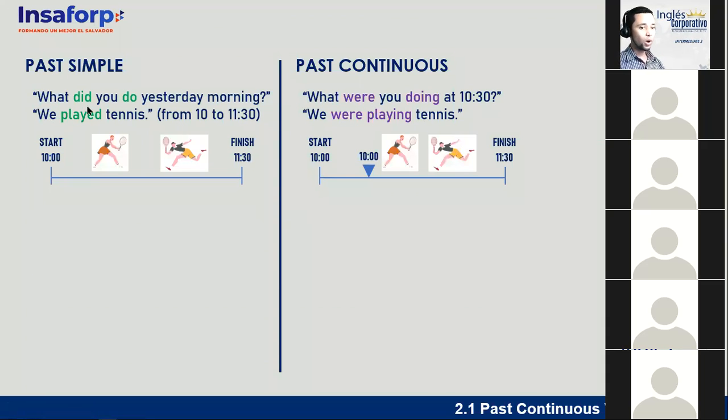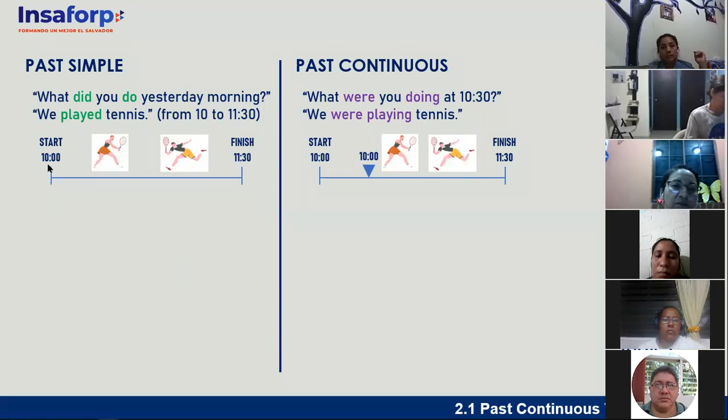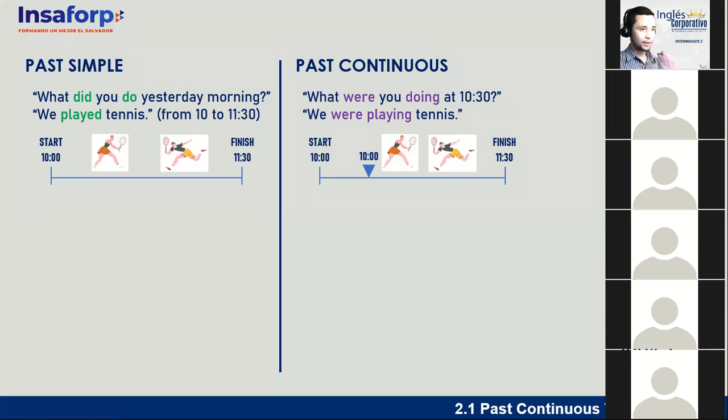Past simple. What did you do yesterday morning? We played tennis. We played tennis from 10 to 11:30. We started at 10, we continued, we played tennis, and we finished at 11:30. Okay? Now, this is a complete activity. The question is, what did you do yesterday morning? We played tennis. We began, we finished.